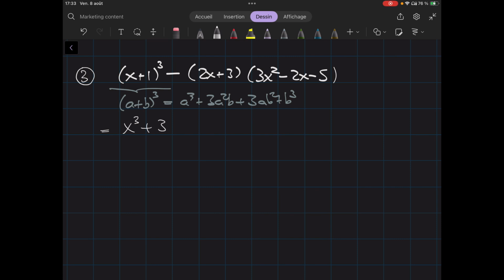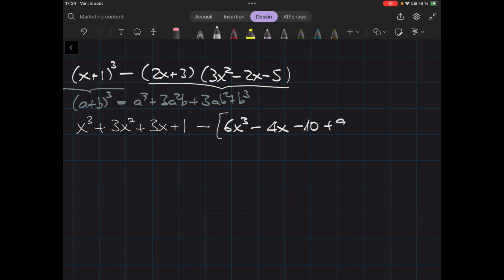X cubed plus 3x squared plus 3x plus 1 minus, this is where you have to be very careful. You are subtracting the entire product here. Let's do it term by term. 2x times 3x squared. 2x times negative 2x. 2x times negative 5. 3 times 3x squared. 3 times negative 2x. 3 times negative 5.